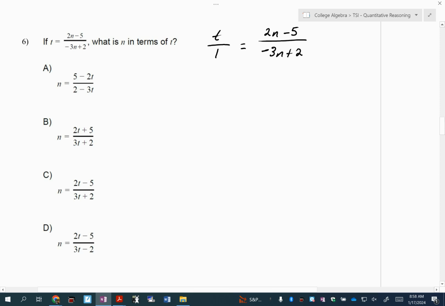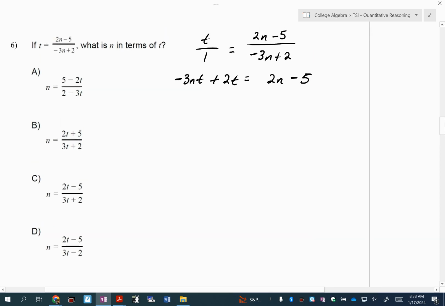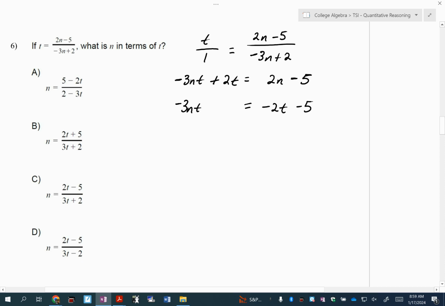So this is now a proportion. If I want to essentially get rid of this and write it as an equation, I would multiply diagonally to get cross products. So negative 3n times t plus 2t equals 1 times 2n minus 1 times 5. Now, since I'm solving for n in terms of t, I'm going to move the stuff that has an n to the left side. So this is going to stay here, all right? But then my 2t is going to move to the other side. And this 2n right here is going to move to the other side with the other n.